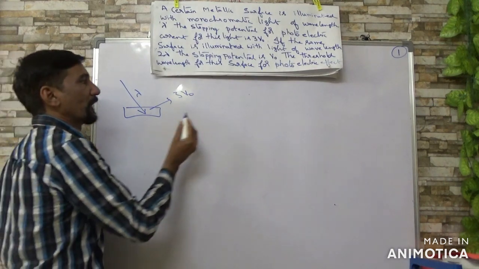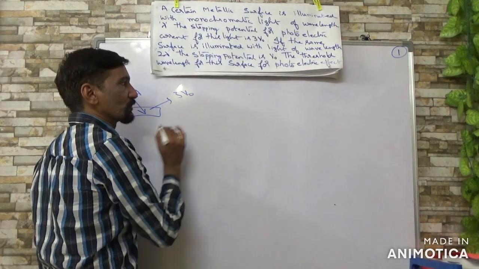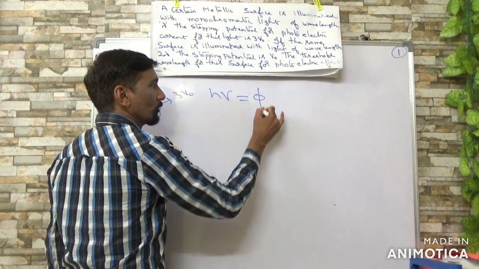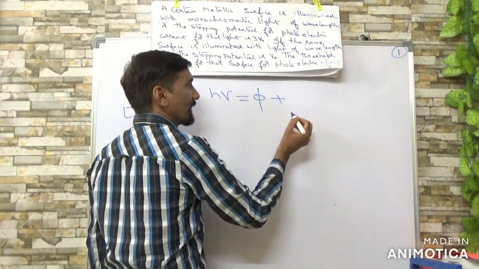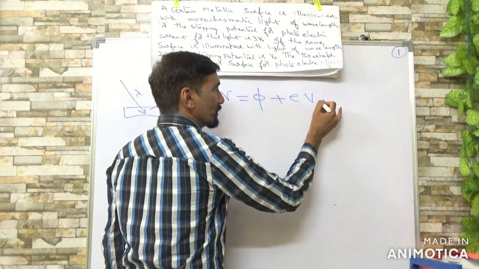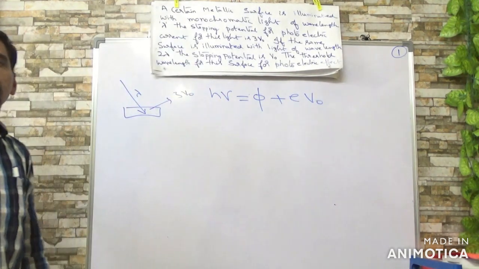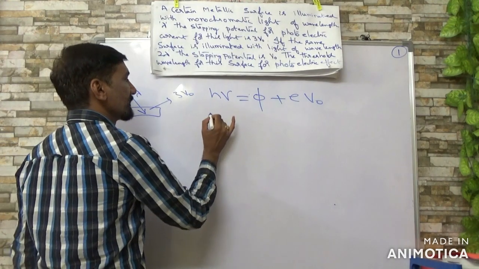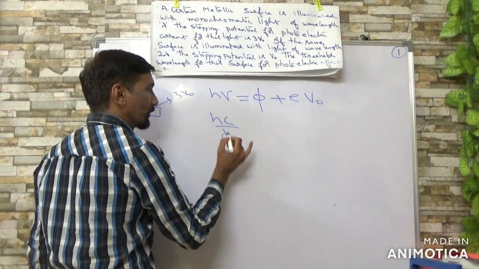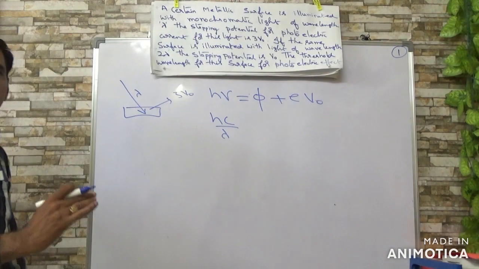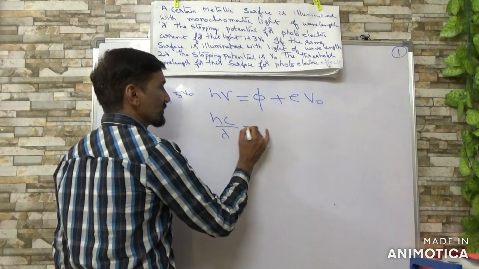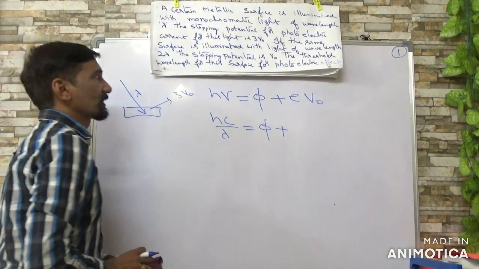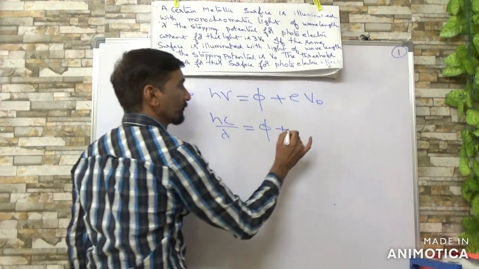According to Einstein's photoelectric equation, h nu is equal to work function plus kinetic energy, that can also be taken as eV naught. So in the first case, hc by lambda, since nu can be taken as c by lambda, is equal to work function plus 3eV naught. This is equation 1.